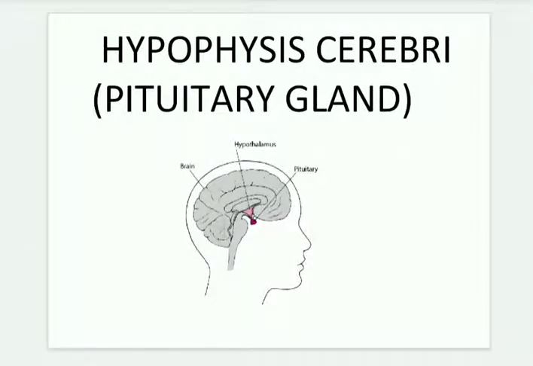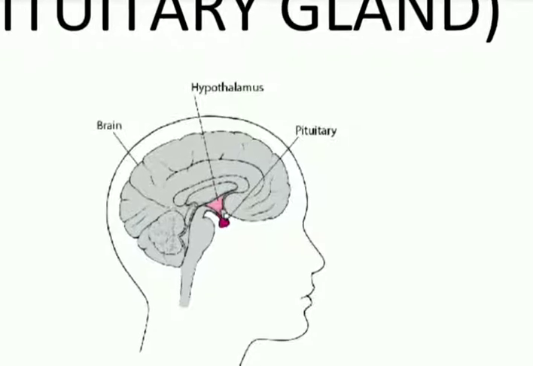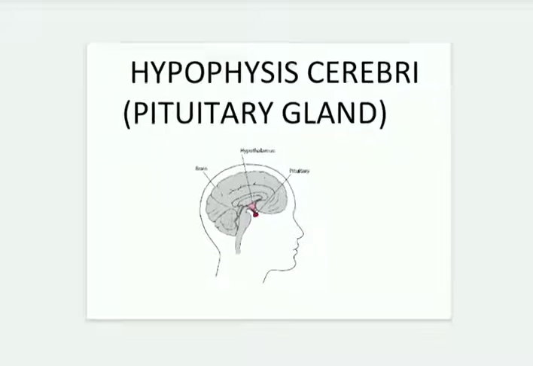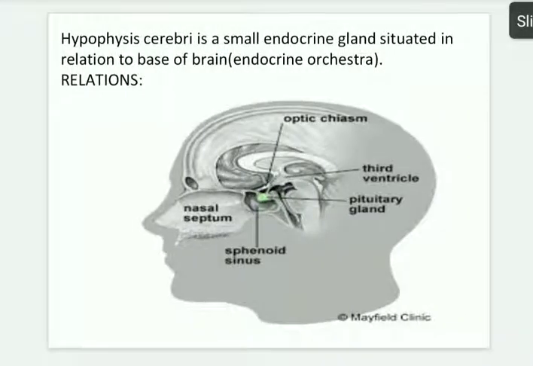Hello physios, today we'll learn about the topic hypophysis cerebri. Here we can see its situation at the base of the brain. You can see in this picture at the base of the brain, and it is often called the master of the endocrine glands. It means the endocrine orchestra, because it produces a number of hormones to the body parts, and the body parts get functioning through its structures.